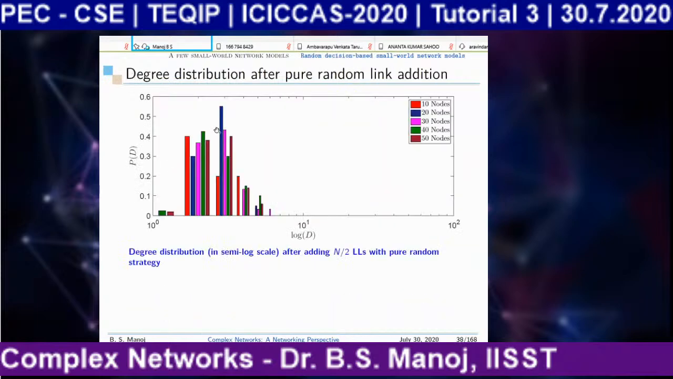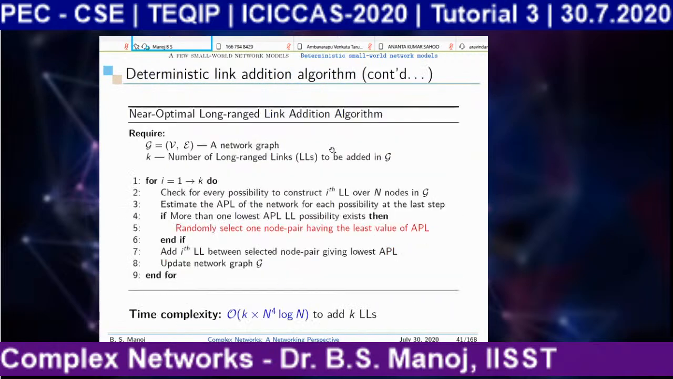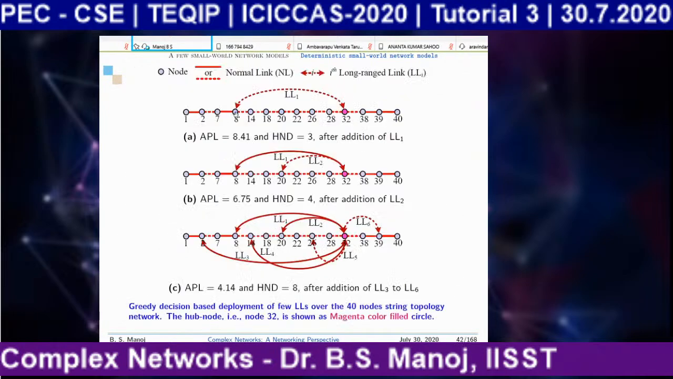So the random decision may be between 18 and 27. But when you look at all the pairs where this link addition makes sense, we found that between 8 and 32 you can actually add this long link 1. So it will bring the APL to the lowest possible in this given network.